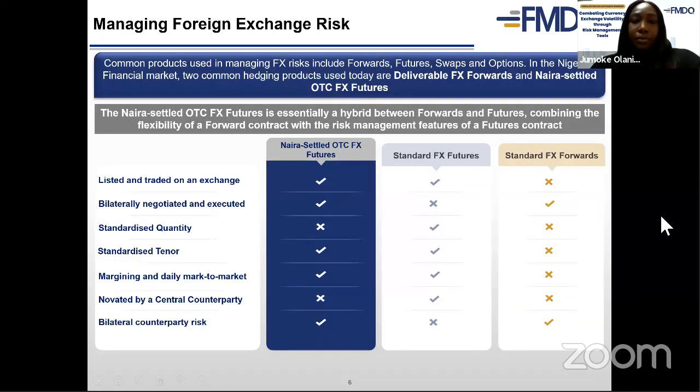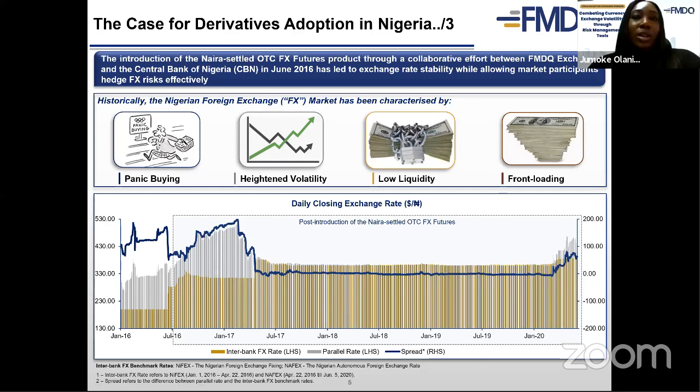But then let's delve down a little bit more into what is quite pertinent and topical in today's market, foreign exchange risk, and what the Nigerian foreign exchange market has experienced over recent times. 2016 was the most recent time where we had a foreign exchange market that was quite volatile and experienced what we have again today, where we had panic buying. There was quite a bit of heightened volatility.